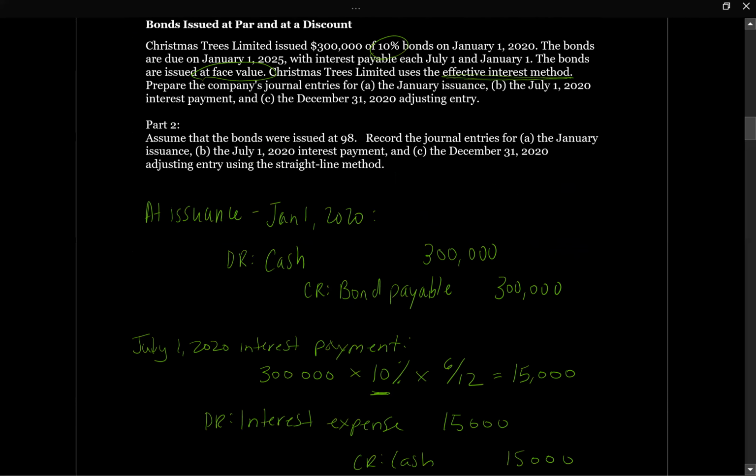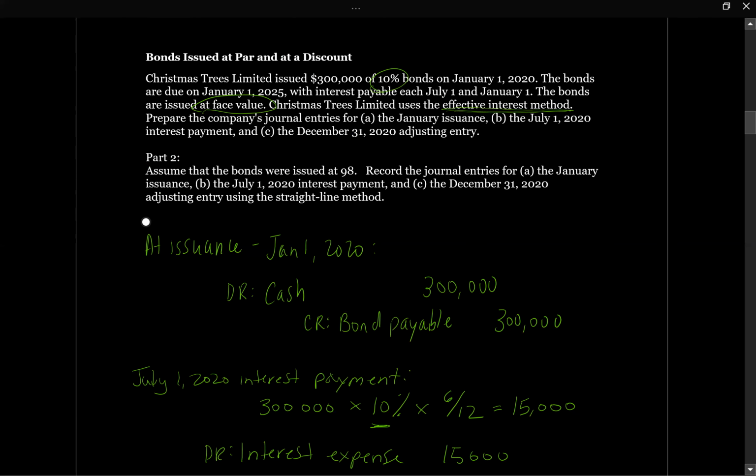So if we go back up, that takes us through part 1. So we've done the January issuance, we've done the July payment, and we've done the December 31st adjusting entry. Let's look at part 2.